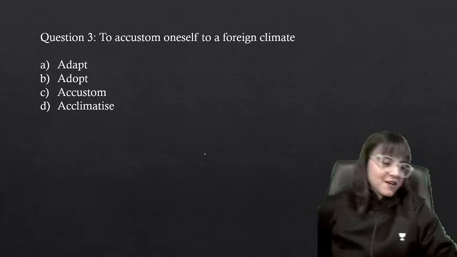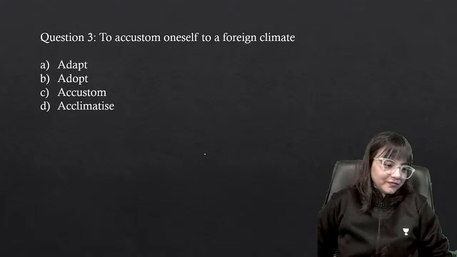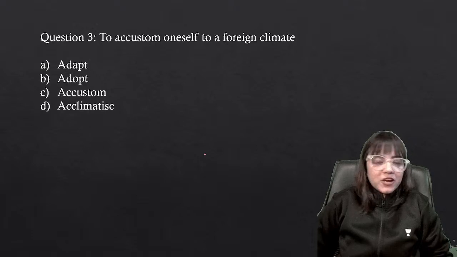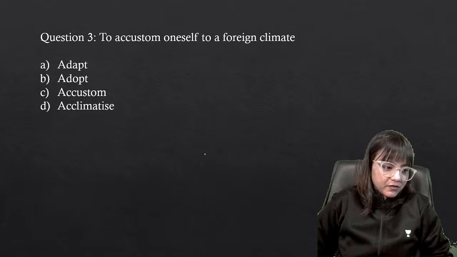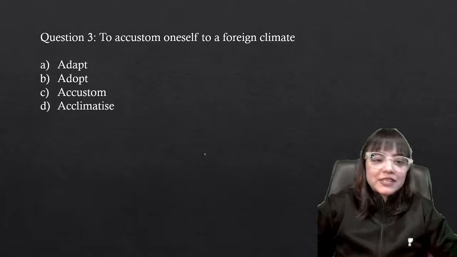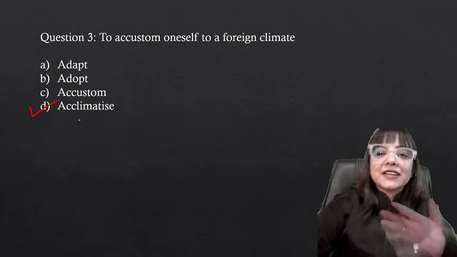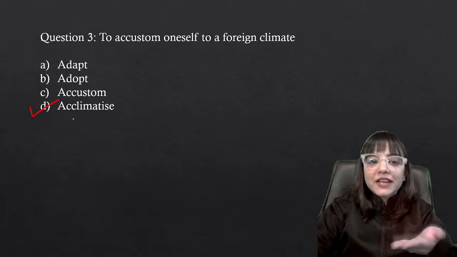Divya is saying alpha. What about the rest of you? Come on, answer. Adapt. Sham is saying adapt. Third is alpha. Ravneet is saying delta. Arpita is saying alpha. It is delta, guys. Acclimatize, to acclimatize yourself.